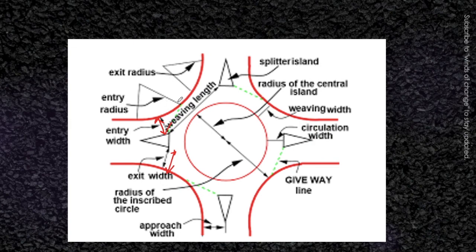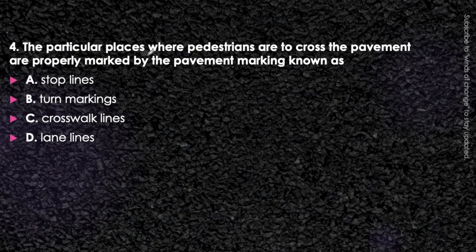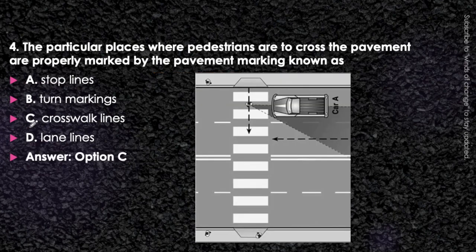Okay. Next question. The particular places where pedestrians are to cross the pavement are properly marked by the pavement marking known as stop line, turn marking, crosswalk line or lane line. Just think about it. This is a very easy question. The pavement line which is responsible for pedestrian crossing will be known as crosswalk lines. Okay, we all know about the crosswalk line. It is very easy to answer it. These are the crosswalk lines which are provided near any intersection for the crossing of the pedestrians.